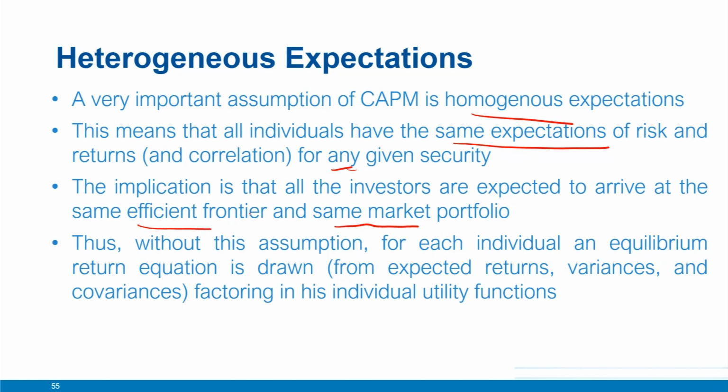However, if this assumption of homogeneity is not available, then for each individual, separately an equilibrium return equation is drawn given their expected returns, variances and covariances across securities, factoring their individual utility functions, because for all individuals different utility functions are there, and these different utility functions drive or result in different expectations about risk, return, and correlation matrices.